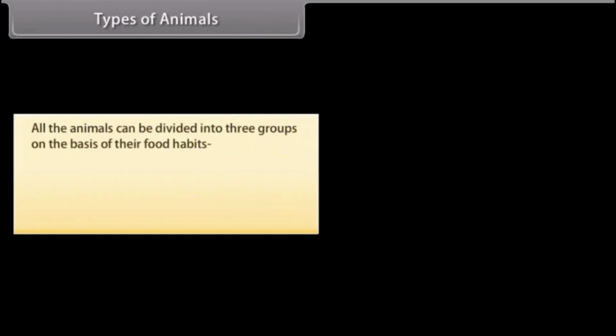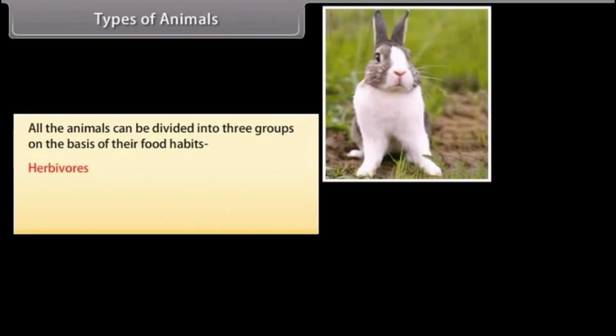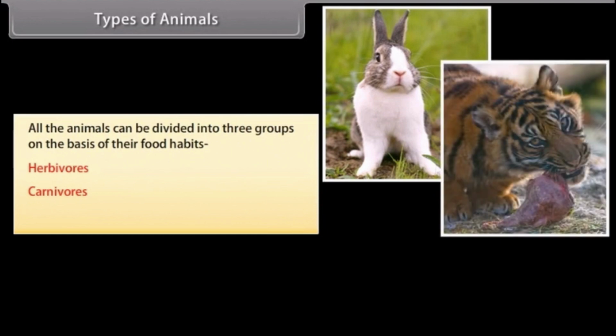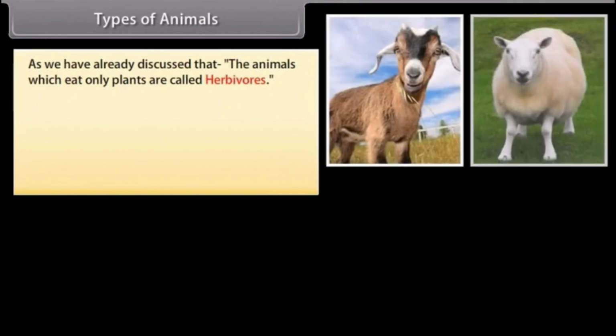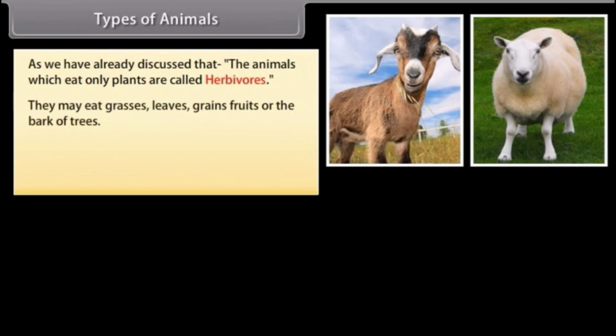Types of animals. All the animals can be divided into three groups on the basis of their food habits: herbivorous, carnivorous, omnivorous. As we have already discussed, the animals which eat only plants are called herbivorous. They may eat grasses, leaves, grains, fruits, or the bark of trees.